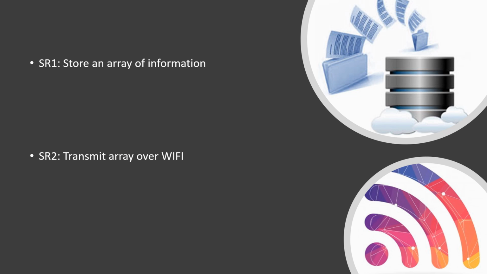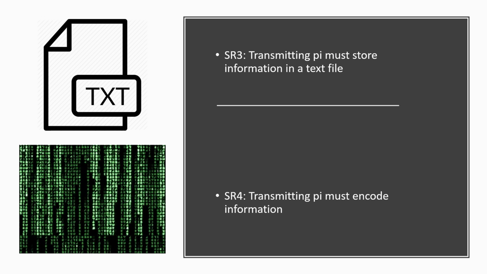System Requirement 1. The app component of the system must be able to store an array of musical notes specifying their duration and amplitude in the array. System Requirement 2. The array containing the information specified in System Requirement 1 must be able to be sent over Wi-Fi to the transmitting Raspberry Pi. System Requirement 3. There must be a Python script on the transmitting Raspberry Pi that writes the transmitted information into a text file for storage.